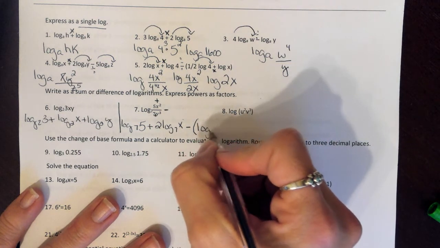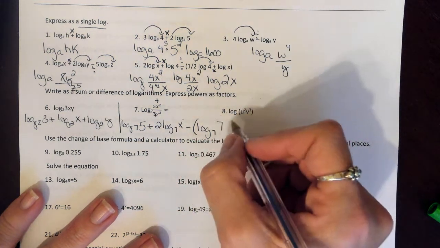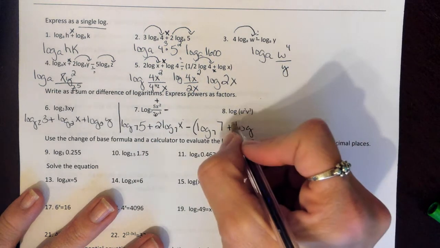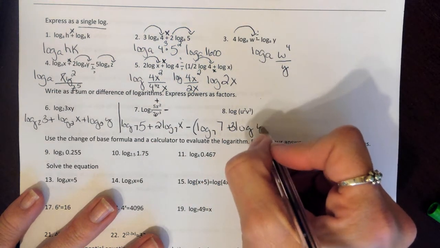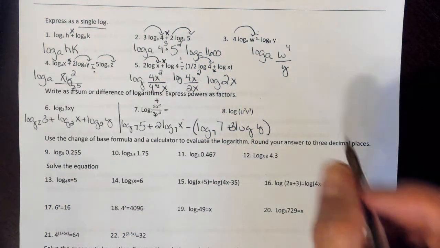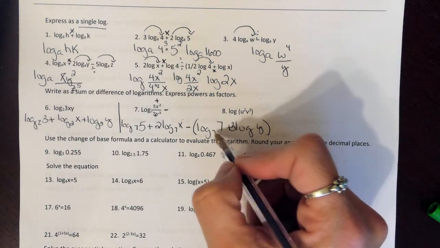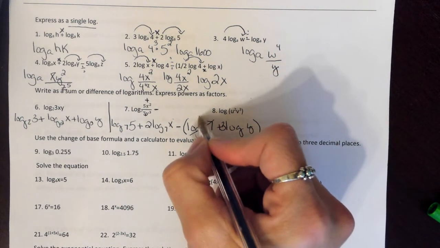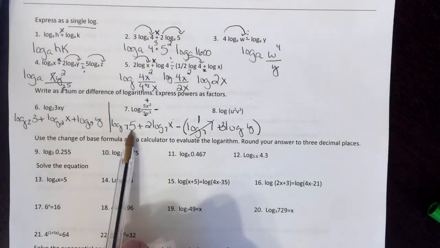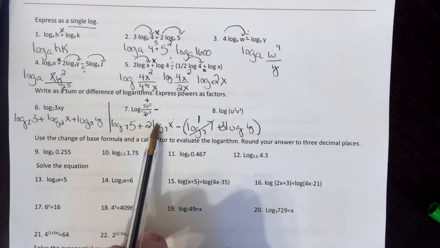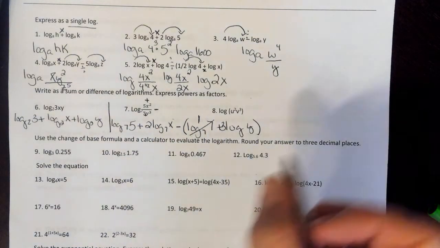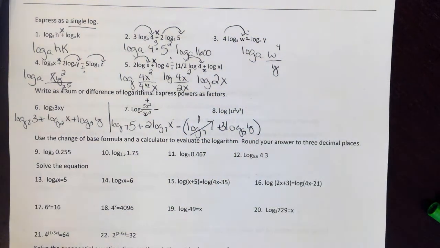So log base 7 of 7 times is going to change to a plus. Y to the third means the 3 is going to come out front, and then I'm going to have a y. You could go a little bit further and know that log 7 of 7 is really equal to 1. So really all of this could cross out and just be 1. So log base 7 of 5 plus 2 log base 7 of x minus 1 plus 3 log base 7 of y.